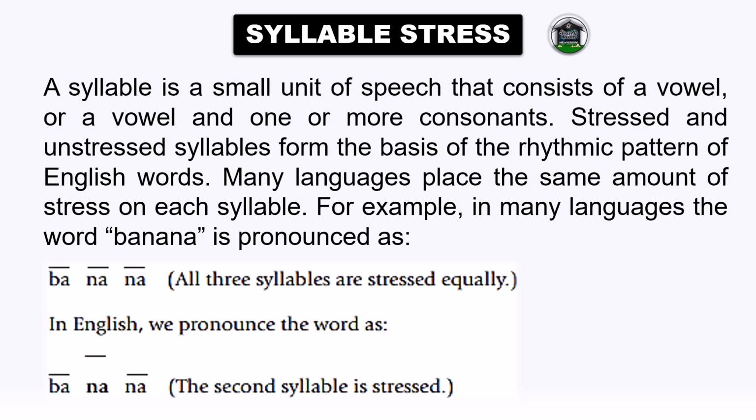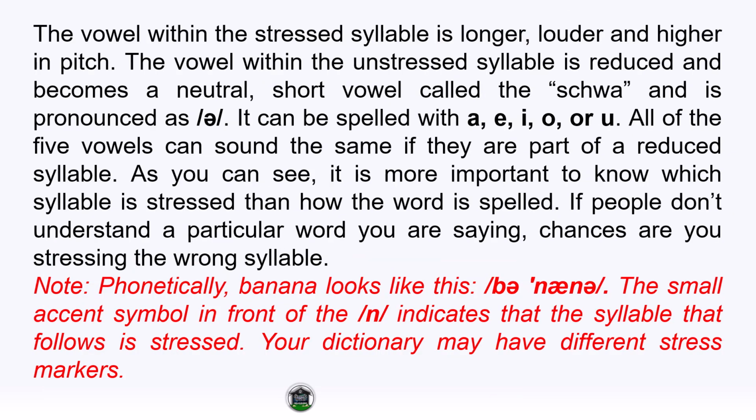Syllable stress. A syllable is a small unit of speech that consists of a vowel or a vowel and one or more consonants. Stressed and unstressed syllables form the basis of the rhythmic patterns of English words. Many languages place the same amount of stress on each syllable. For example, in many languages the word banana is pronounced as banana. All three syllables are stressed equally. In English, we pronounce the word as banana. The second syllable is stressed. The vowel within the stressed syllable is longer, louder, and higher in pitch.